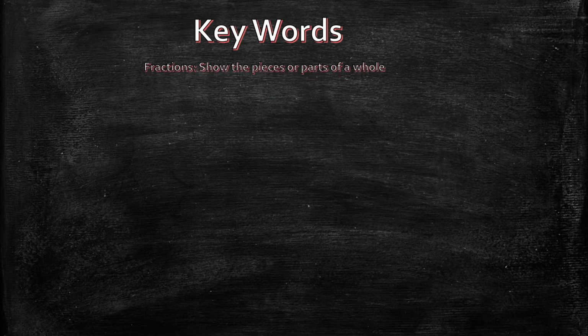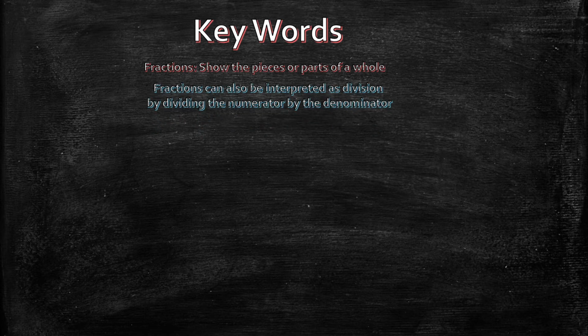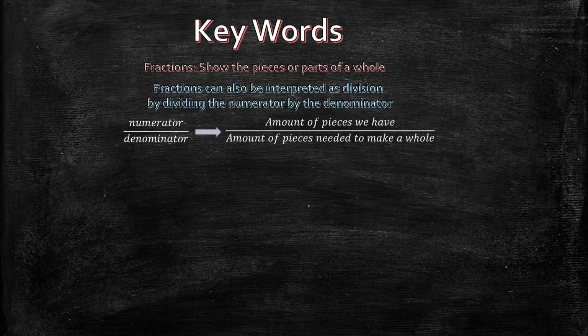Fractions show the pieces or parts of a whole. Fractions can also be interpreted as division, by dividing the numerator, the top number, by the denominator. Now, remember, the numerator, which is the top number, is the amount of pieces we actually have. And the denominator is the amount of pieces needed to make a whole.